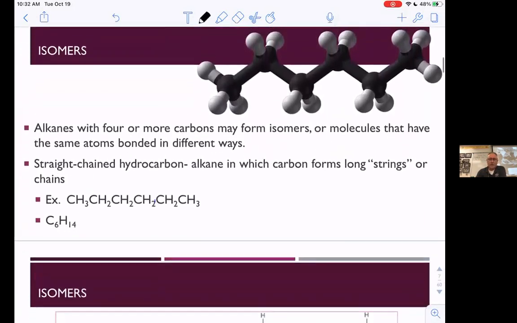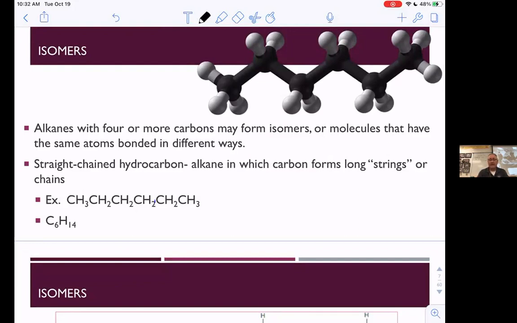So isomers of alkanes, you can have isomers of alkenes as well, but isomers are things that have the same chemical formula but a different structure. So alkanes with 4 or more carbons can form isomers, or molecules that have the same atoms but they're bonded in different ways. And so straight chained hydrocarbons can form long strings of chains, or they can have little groups off the sides. I'll call them alkyl groups, but I'll show you what those are.